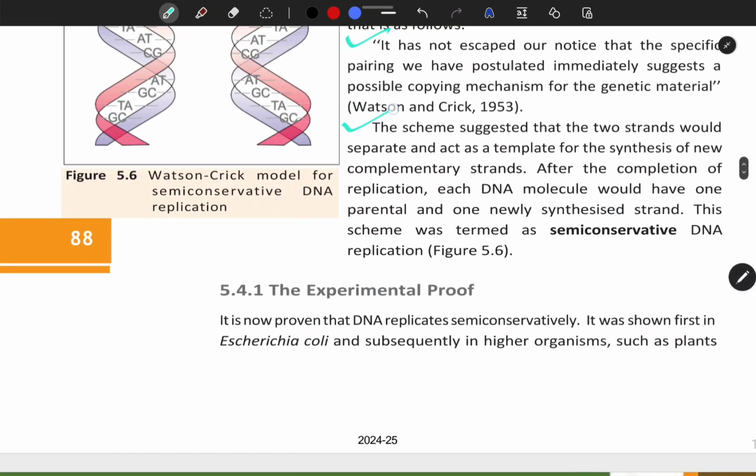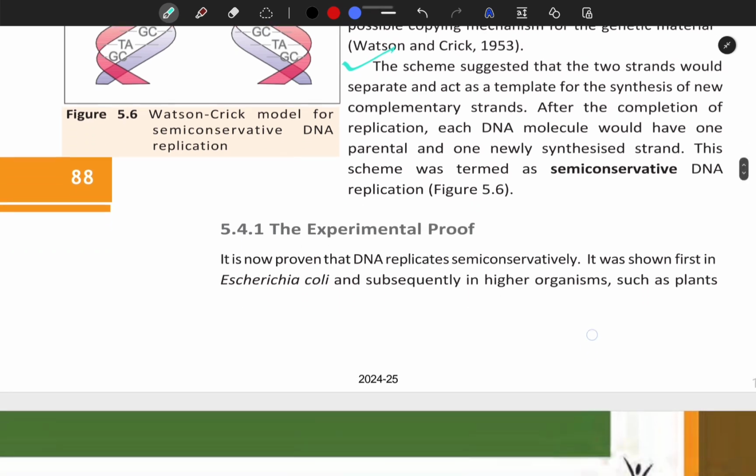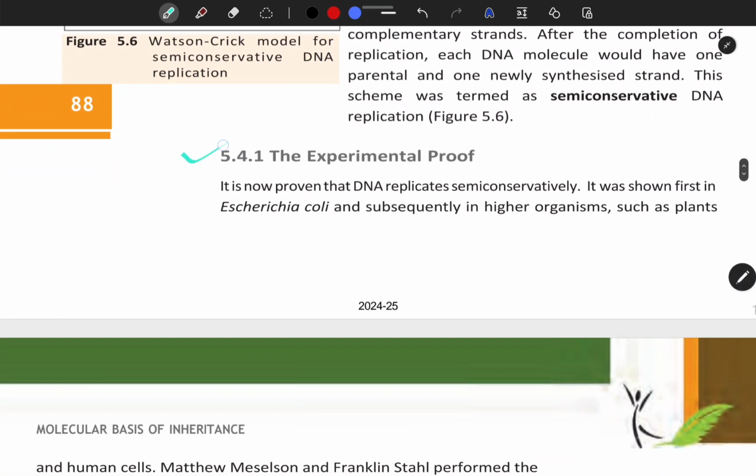1953. The scheme suggested that the two strands would separate and act as a template for the synthesis of new complementary strands. After the completion of replication, each DNA molecule would have one parental and one newly synthesized strand. This scheme was termed semi-conservative DNA replication, as shown in figure 5.6.